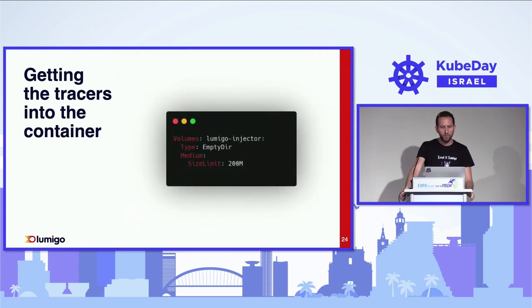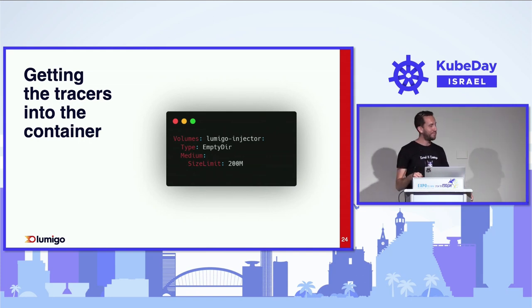The first interesting component is we add an ephemeral volume, an empty dir volume. Just to remind everybody, an ephemeral volume is a volume where the lifespan is like the lifespan of the pod. Unlike a persistent volume, this volume dies with the pod. So we add this volume.